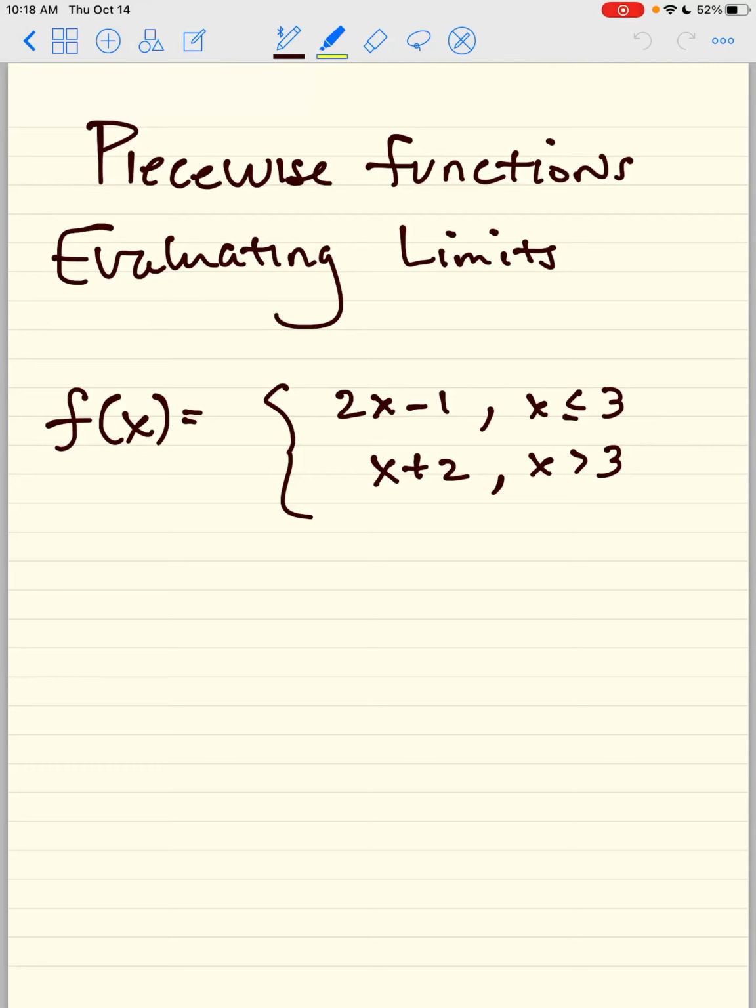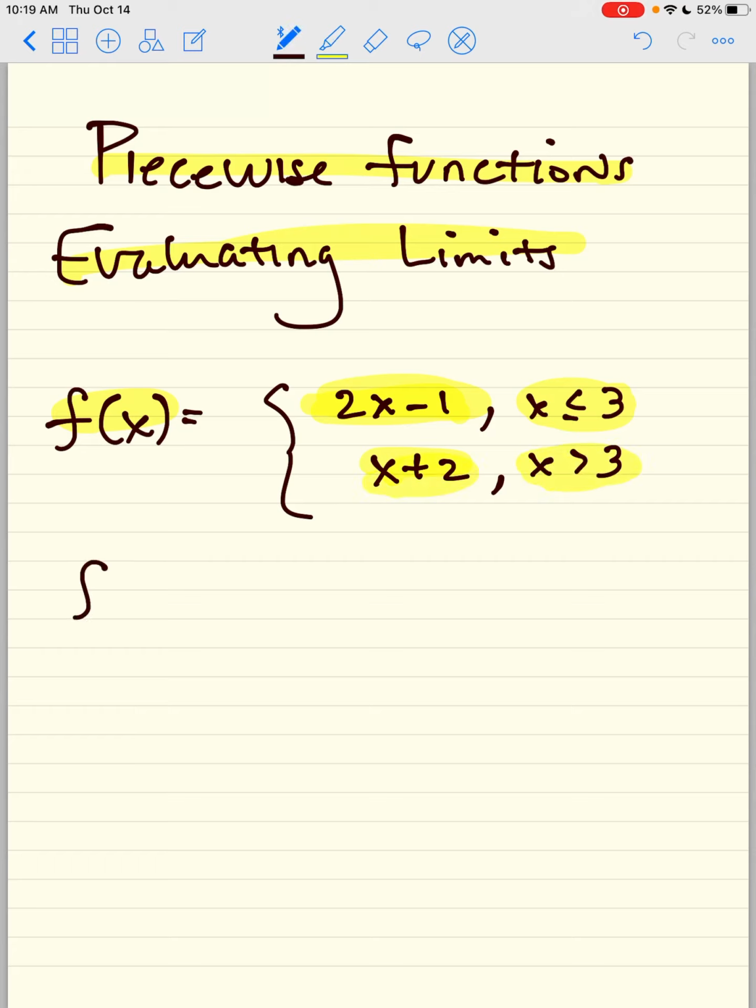Hey guys, welcome back. In this video, I'm going to show you how to evaluate limits of piecewise functions. So this is a piecewise function. The way that we read it is if any of our values are less than this number, we're going to use this. And if any of our values are greater than this number, we're going to use this.